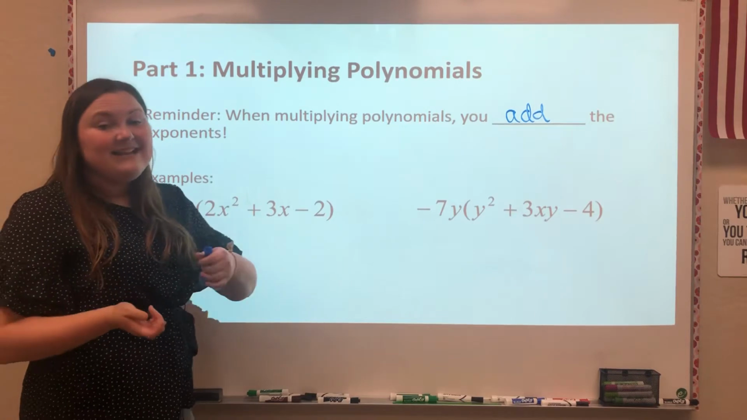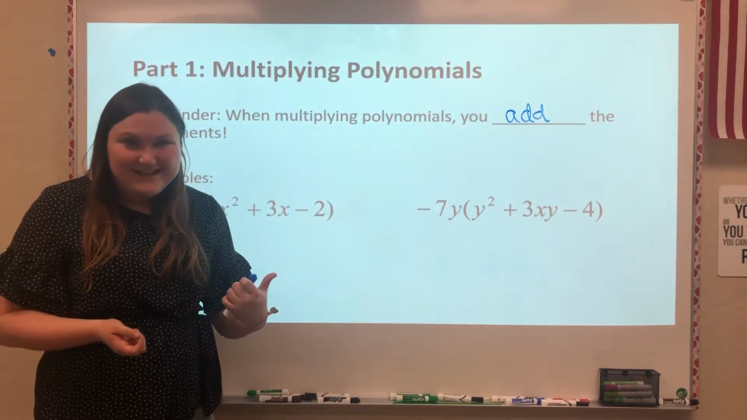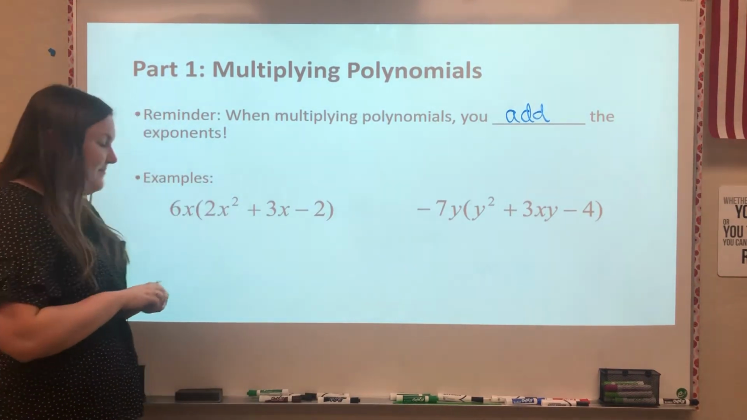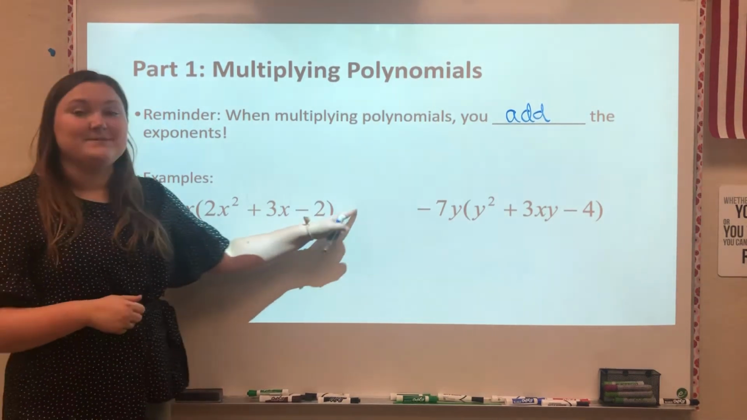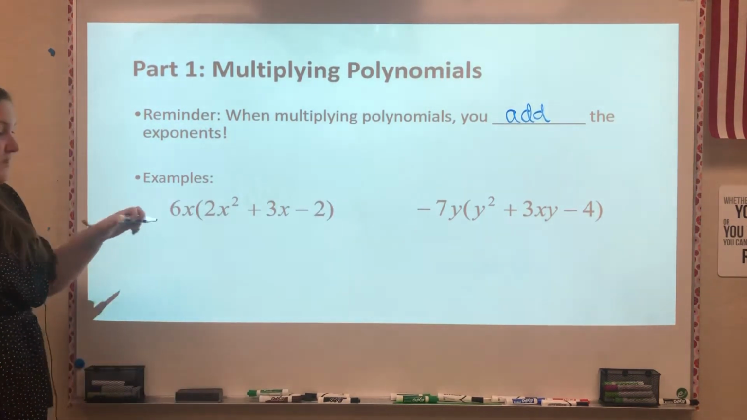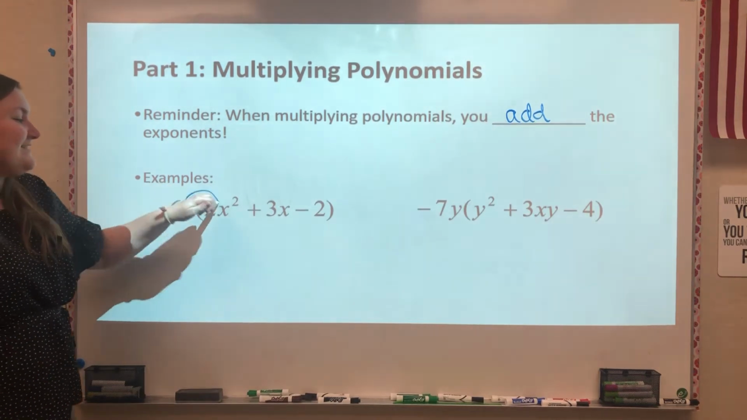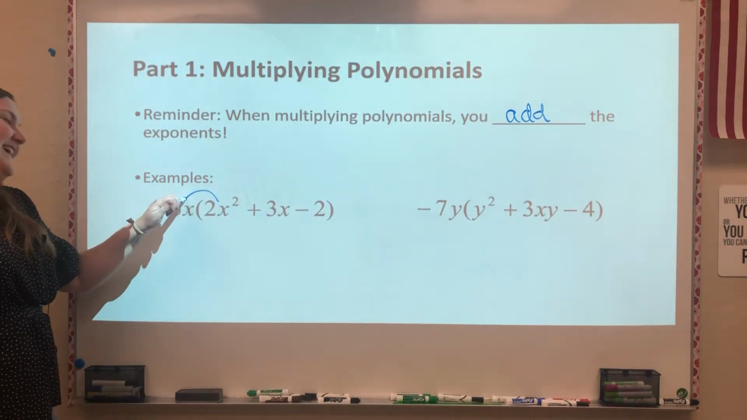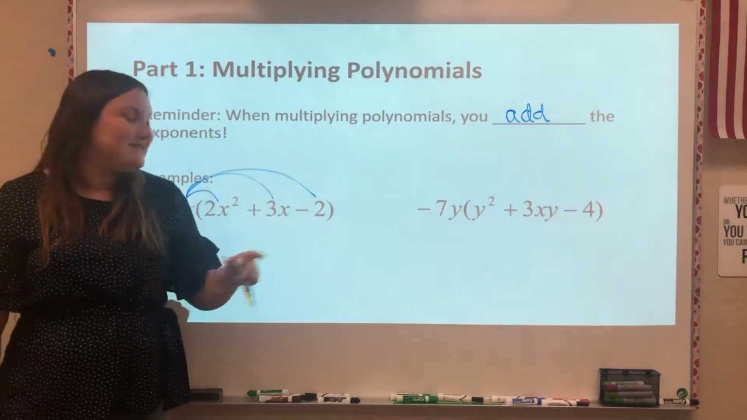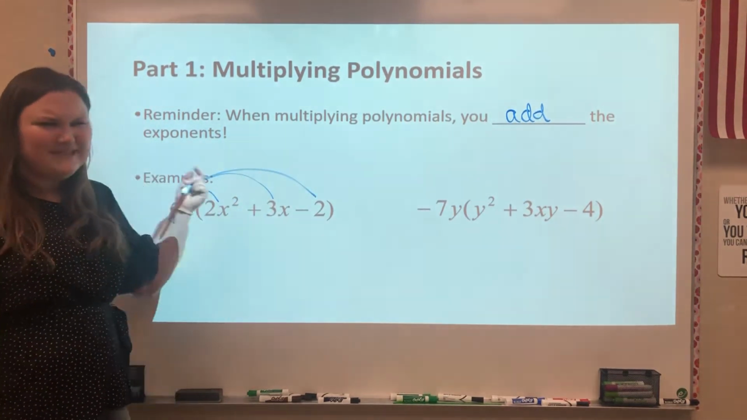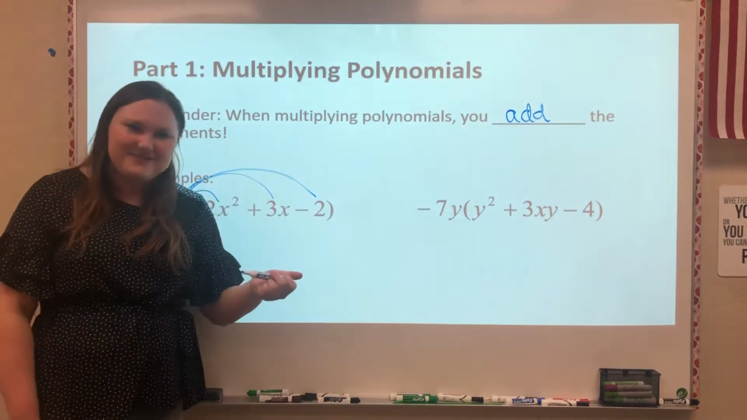The idea is the same as what we did yesterday. We're just going to have to do an extra step because if I wanted to multiply 6x by this polynomial, I'm going to have to distribute. I'm going to have to multiply 6x times 2x squared, 6x times 3x, and 6x times the -2. So it's like doing 3 of the problems we did yesterday.